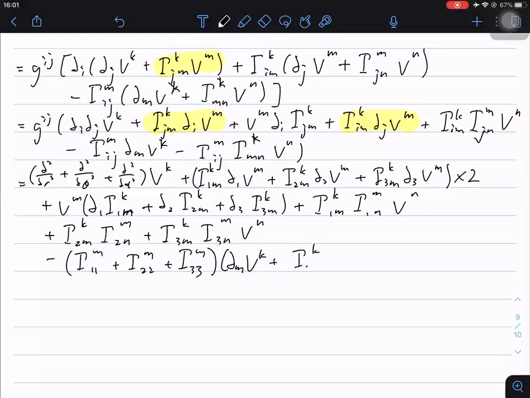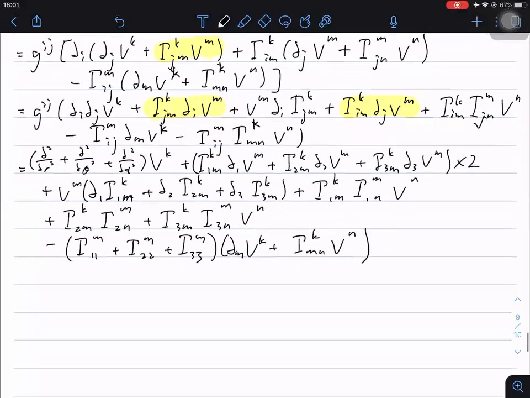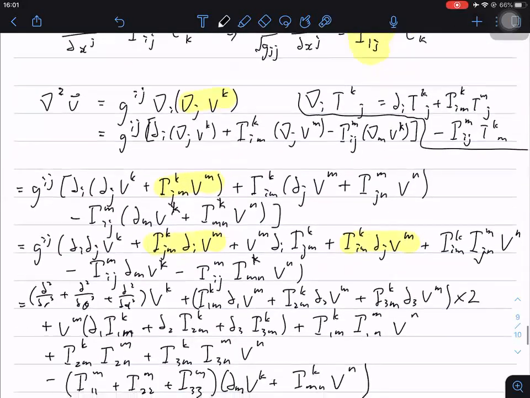Plus. Okay, so that's probably it. And the next step, what we have to do is to just plug in all the Christoffel symbols in that. Okay.